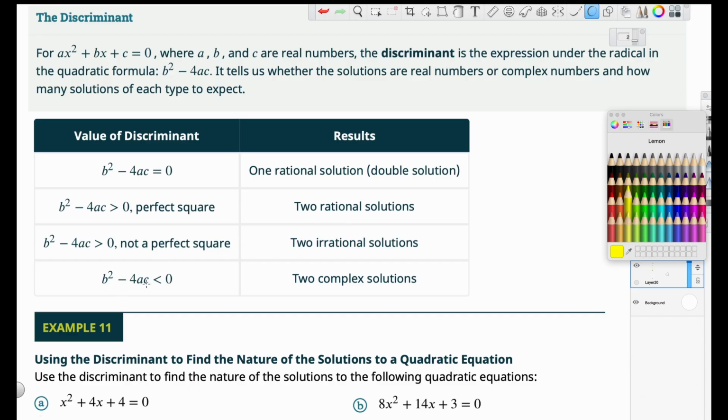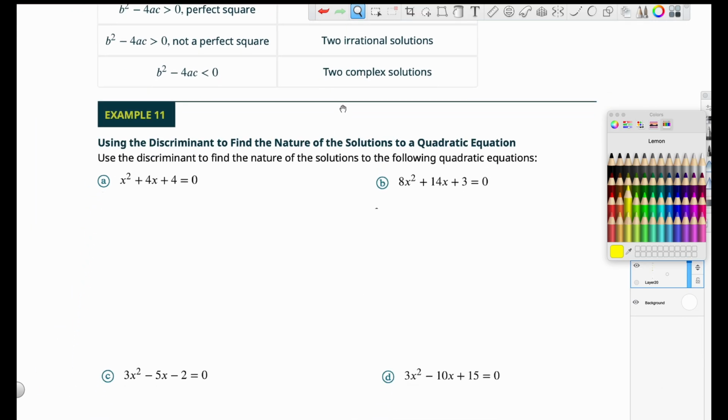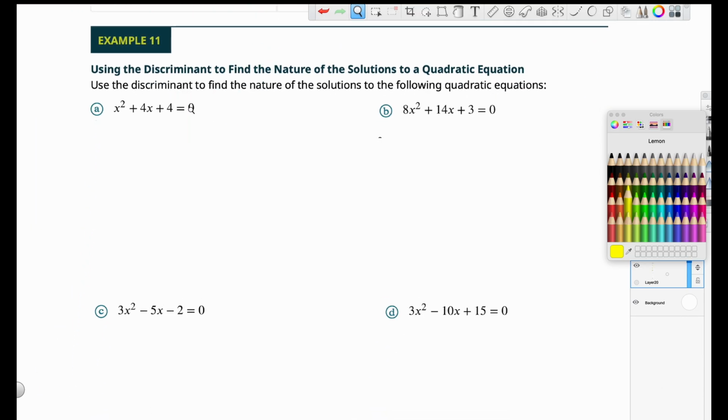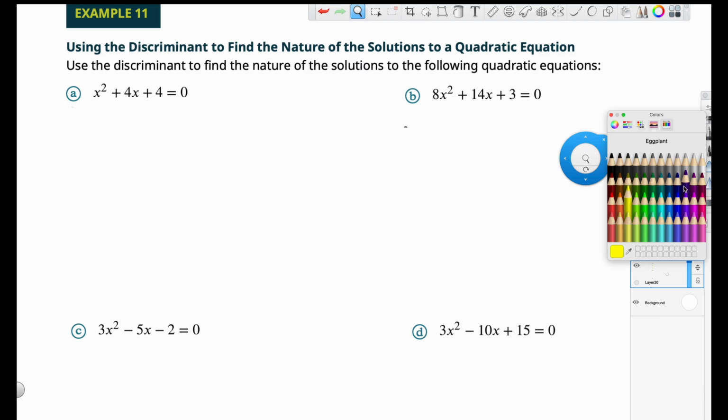Now, if b squared minus 4ac is less than 0, just like the example that we just did, we're going to have two complex solutions. In other words, we have a real number, potentially, and definitely an imaginary. So let's take a look at A. The question is, use the discriminant just to determine the nature of the solutions. We're not actually solving it here.